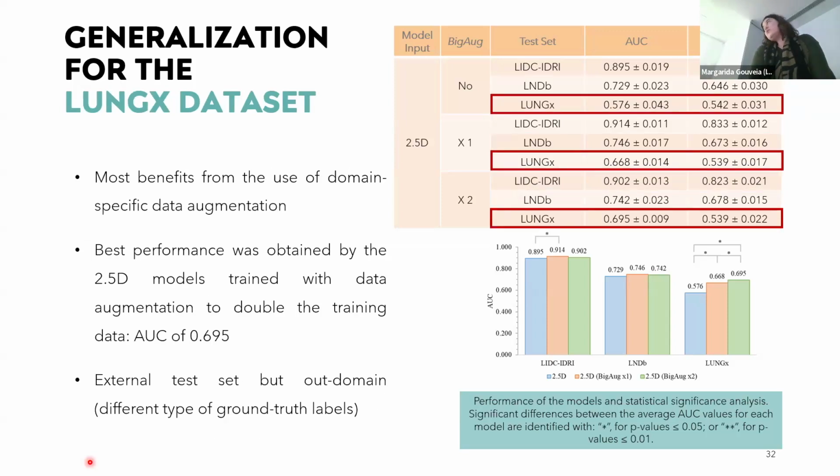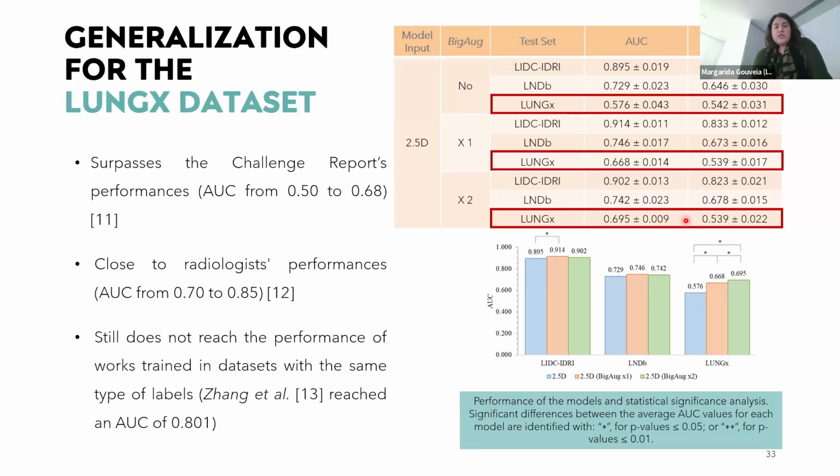So looking at the LungX dataset, that is probably the most challenging dataset, as you can see from our starting point, with performance slightly above 0.5. We can see that we can achieve the higher performance when we double the training data. As I said before, the annotation of these data are different from the training domain, but with our models, we reach performances above the performance that is presented in the challenge report.